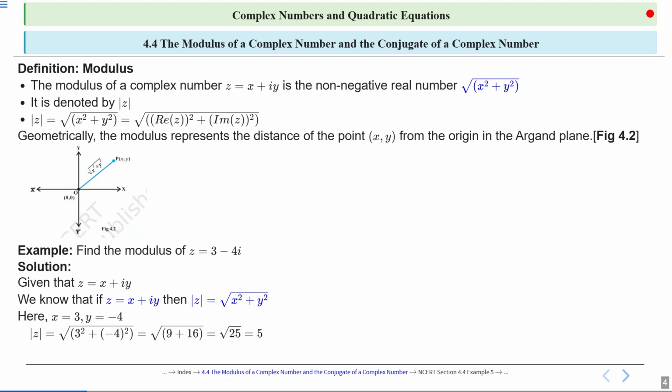So now let's do the calculation. Modulus of z equals square root of 3 square plus minus 4 whole square. This equals square root of 9 plus 16. This is equal to square root of 25, and square root of 25 equals 5. So the modulus of z is 5. Therefore, the modulus of z, written as mod of z, is 5. This means the distance from the origin to the point 3 comma minus 4 in the Argand plane is exactly 5 units.